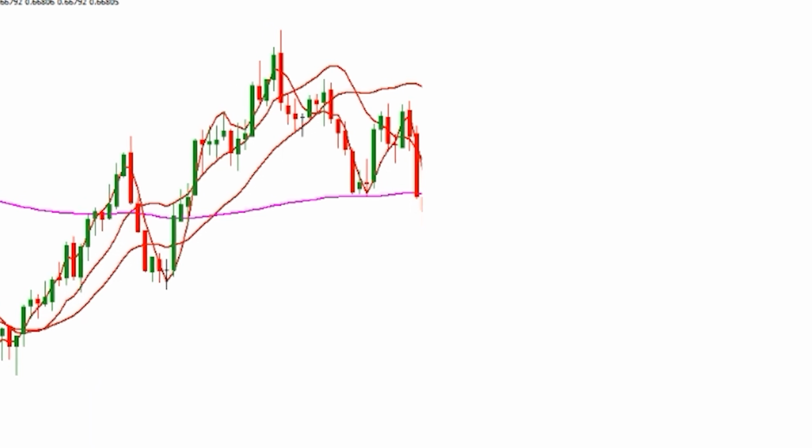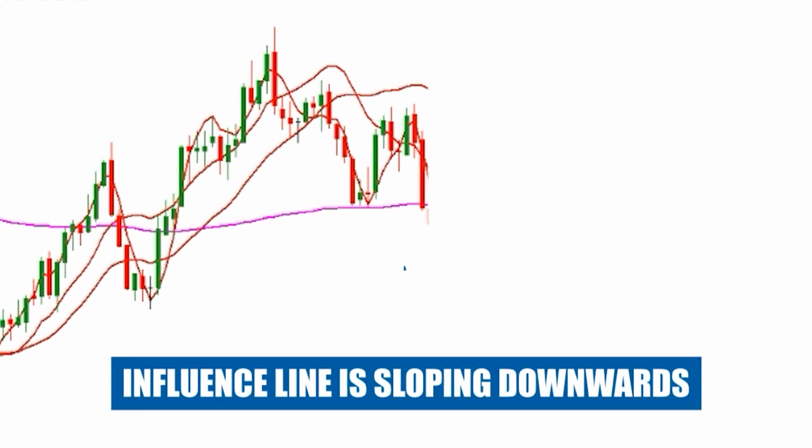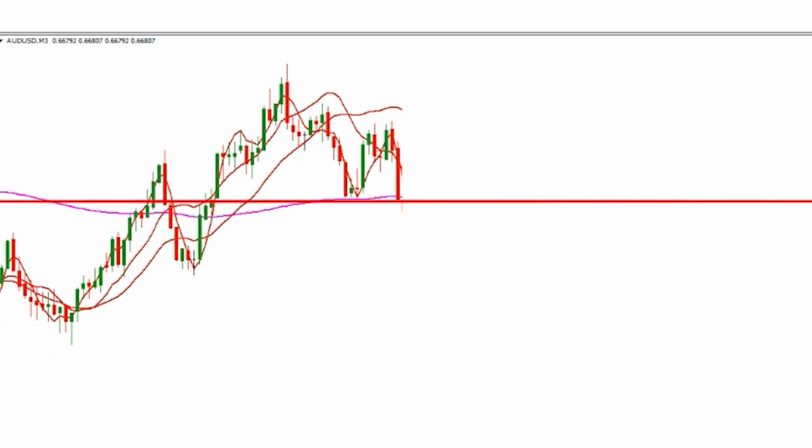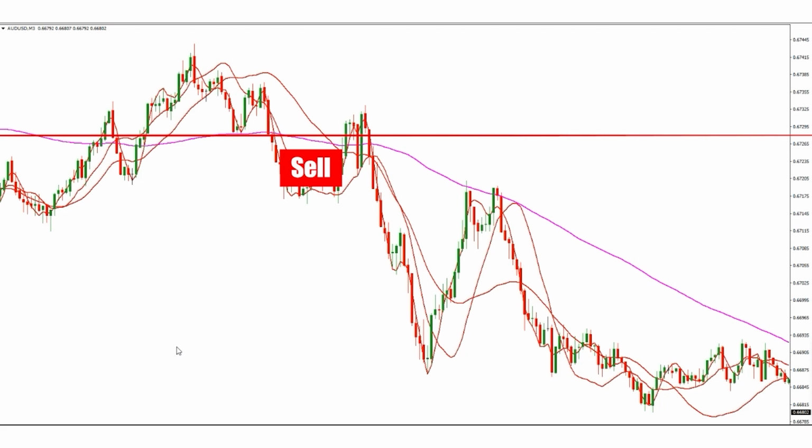And finally, we need to make sure that our influence line is sloping in the right direction. As you can see, it is beginning to roll over. So we have identified this exact bar to enter from. We'll put in our sell order here, and as you can see, the market moved on down.